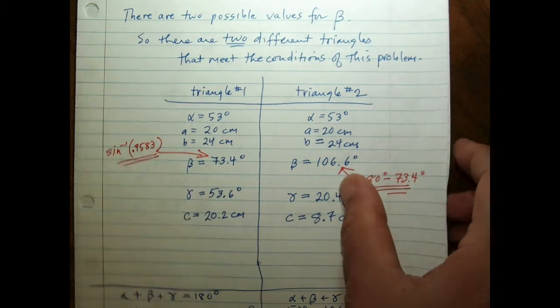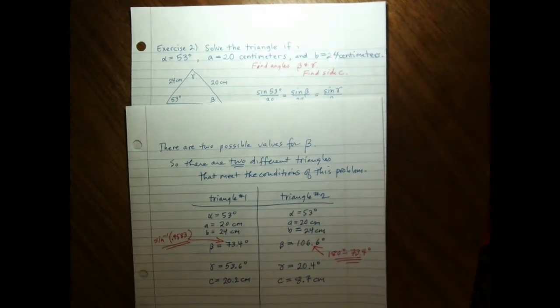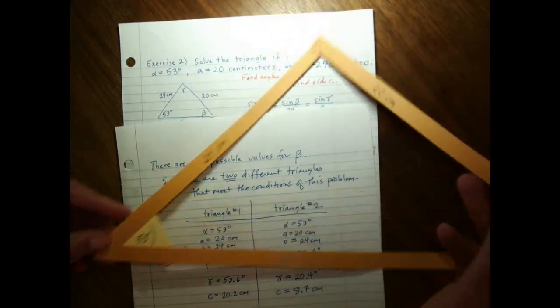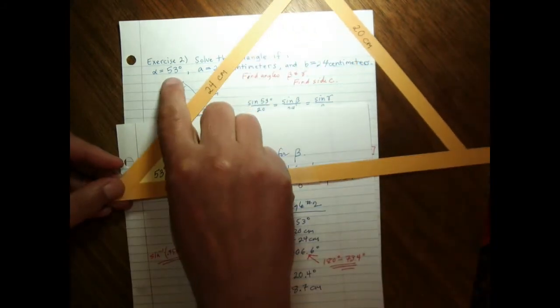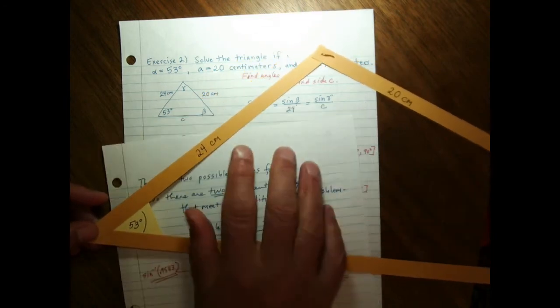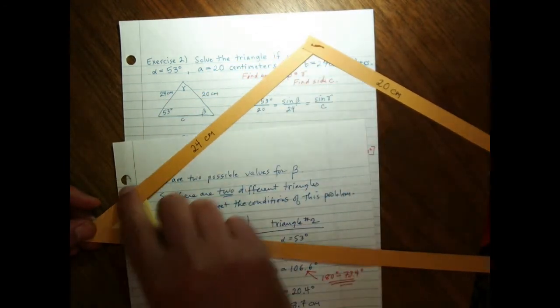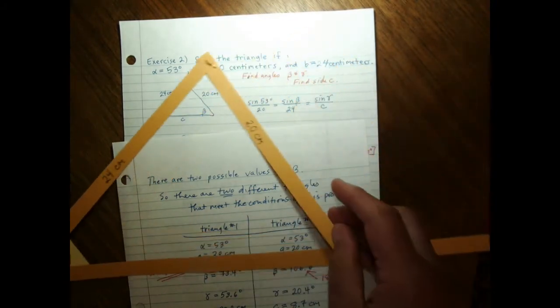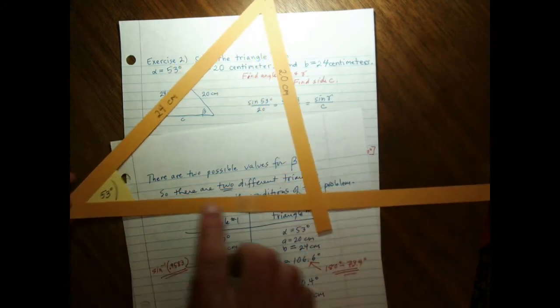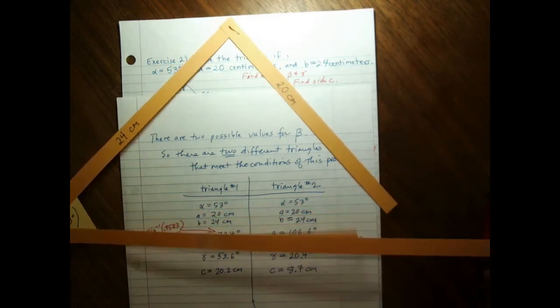And so I want to talk about this a little bit more. What I'm going to do is pull this camera back a bit because I got something I made here to talk about. I tried to make a model of this situation. So I made it out of paper, and I have my alpha 53 degree angle right here in the corner, and my A side, 24 centimeters, is right here, and then I attach to it my B side, the 20 centimeter side. Now down at the bottom is the C side.